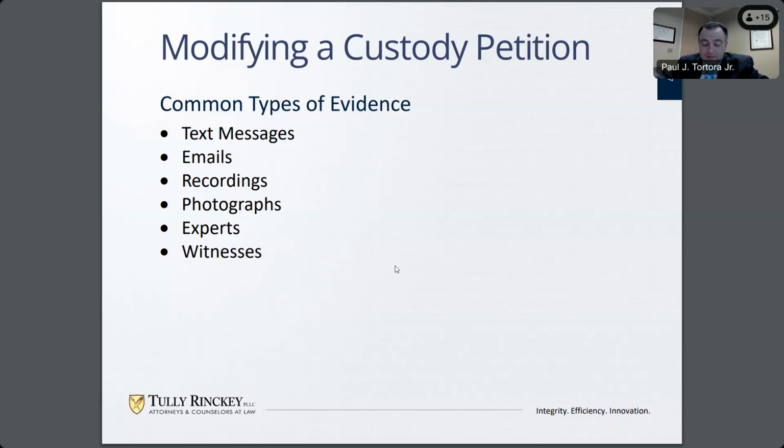Experts are usually psychologists, therapists, evaluators, people like that, talking about the mental health of the parties, usually if the court orders it. Again, we'll get into evaluations next, but that's usually as far as we go with experts in these kinds of cases.